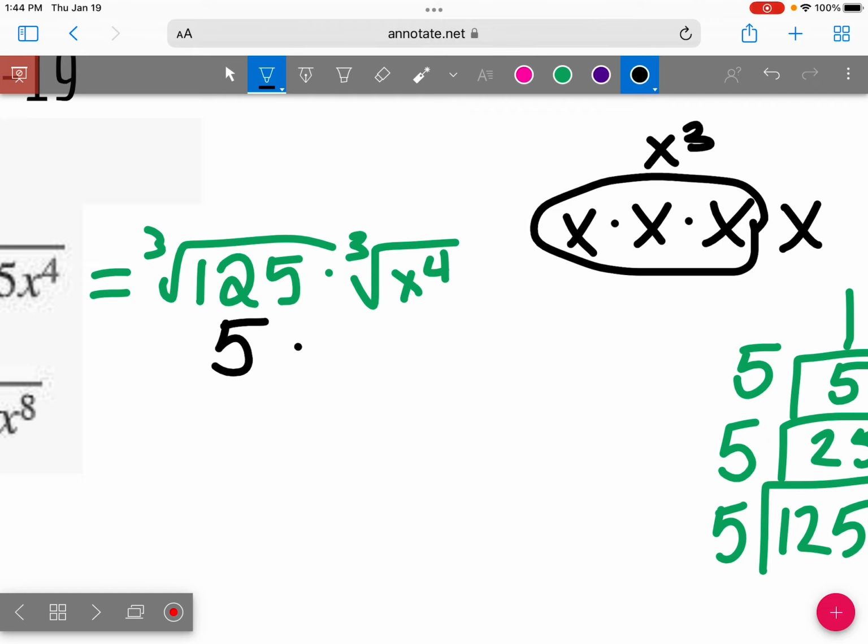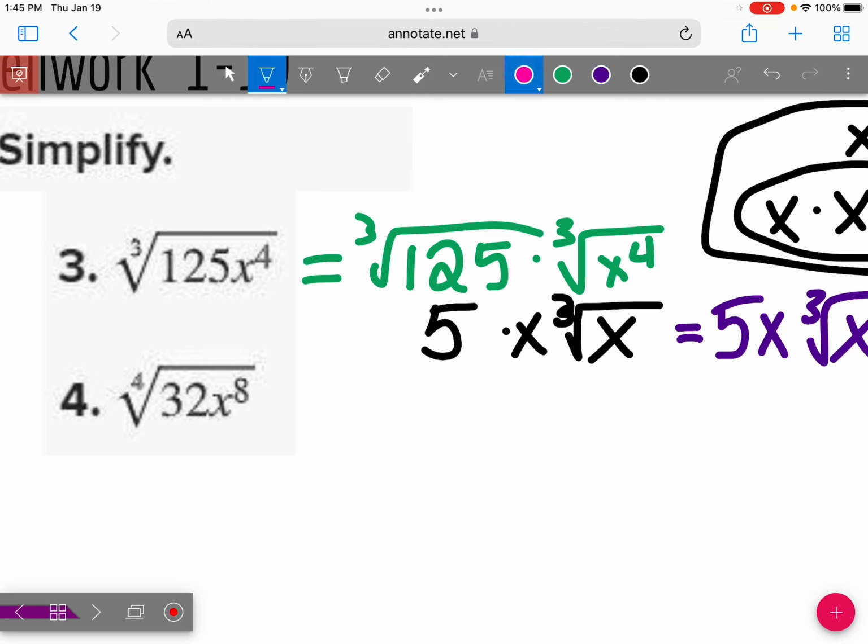Fourth root of 32x to the 8th. What's our first step? Split it up, separate it. So we got 32 times x to the 8th, the fourth root of 32 times the fourth root of x to the 8th. What is the fourth root of 32? Well, we can birthday cake that as well, right? We're going to do 32.